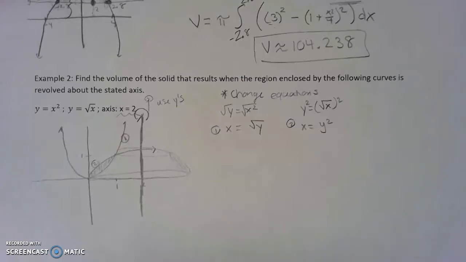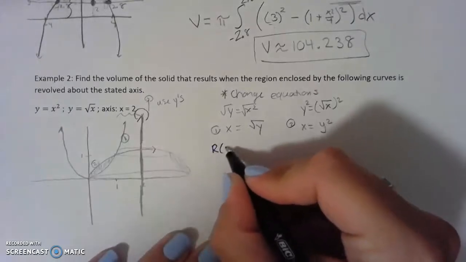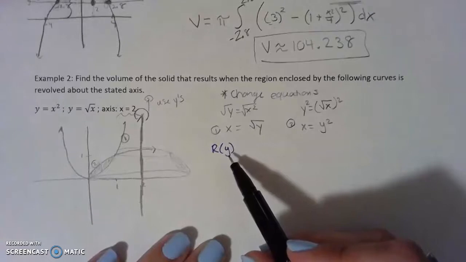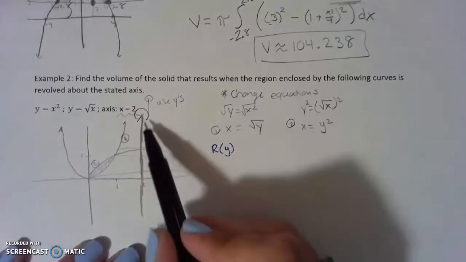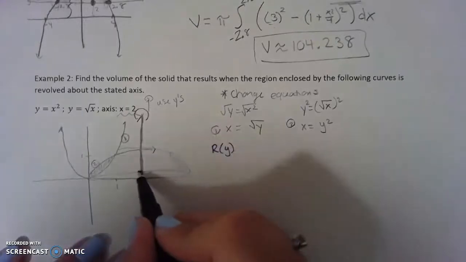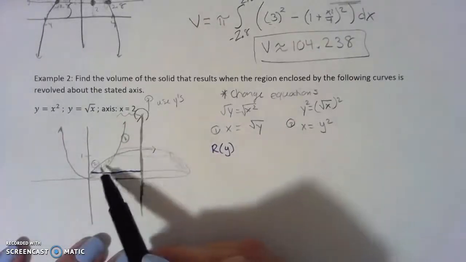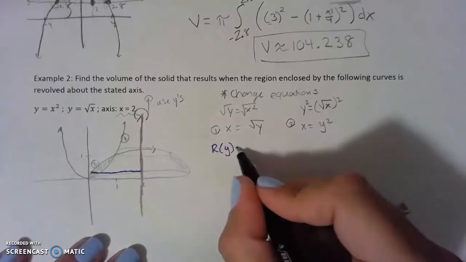So I'm going to use a blue pen. I'm going to call it r of y, because remember we're in terms of y now. So this is the outer function, where we're rotating, which is this vertical line, to the outermost function. So the outer curve, that's this one all the way here. So you see we're going to this. So this is the function we need to be using.